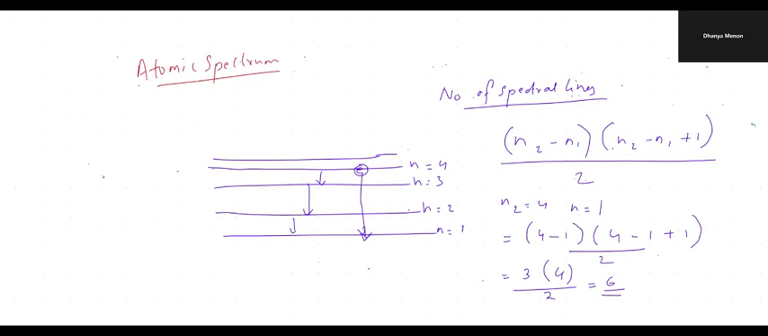So students, today we talked about the discrete and continuous spectrum, emission spectrum, and the different kinds of series that we get when the electrons are jumping from a higher energy level to a lower energy level.